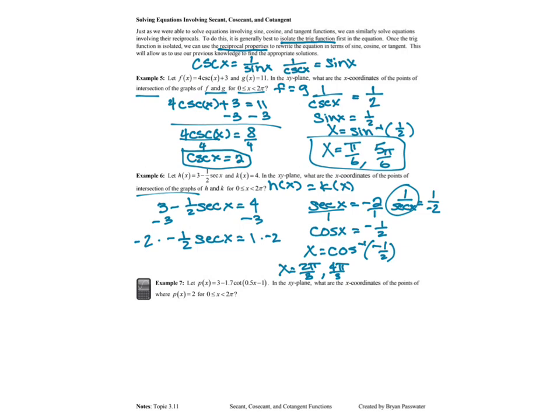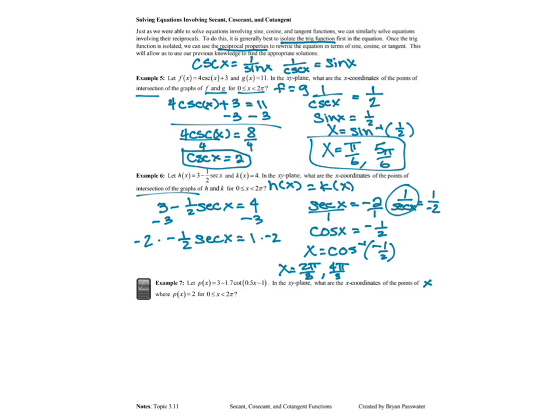Let P of x equal 3 minus 1.7 cotangent of 0.5x minus 1. In the xy plane, what are the coordinates of x where P of x equals 2? So what are we wanting to do here? Plug in 2? No. Set P of x equal to 2.